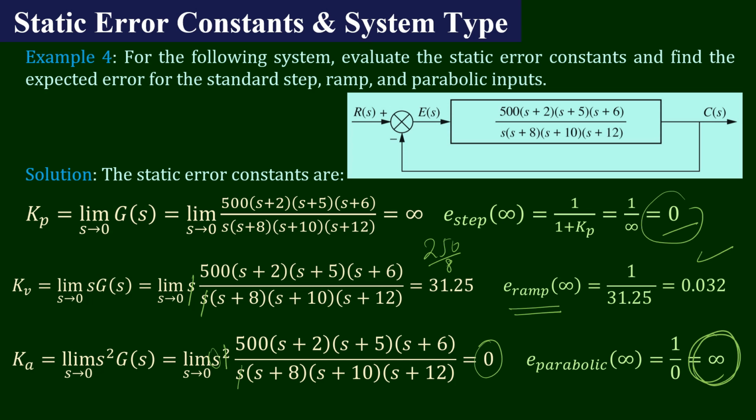Can you think what should be the type of the system over here so that the tracking error becomes 0? Can you answer this question? For the step function, we need one integrator. This means whenever the input is step, to get 0 error, we need a type 1 system. For the ramp function, we need a type 2 system. For the parabolic function, we need a type 3 system so that the error is 0.